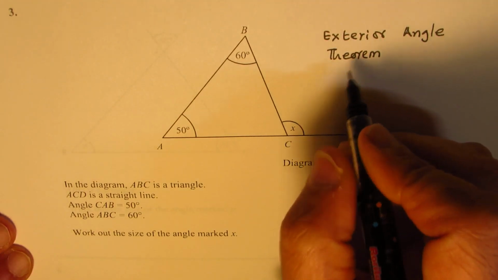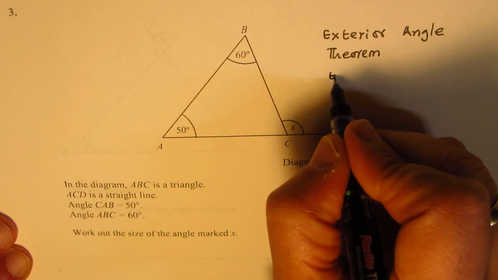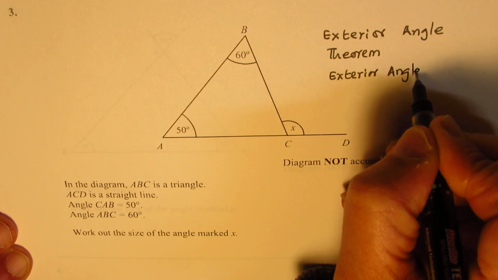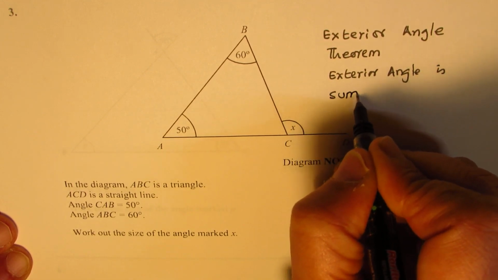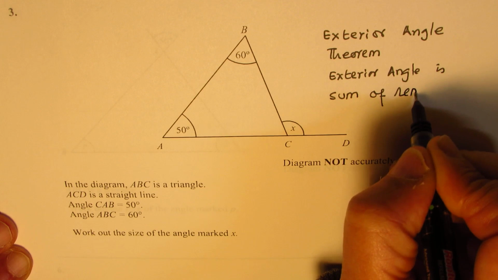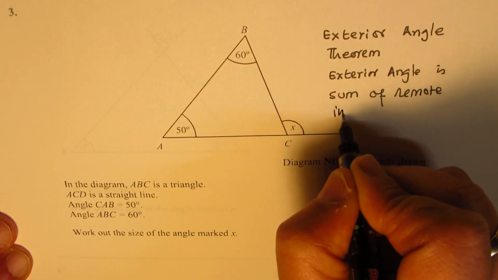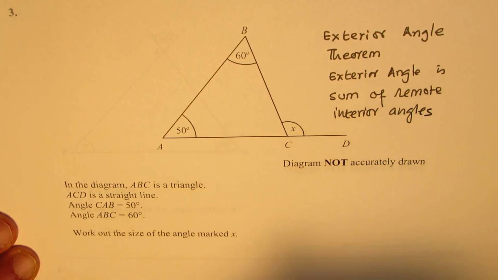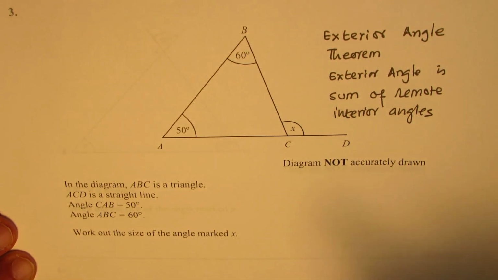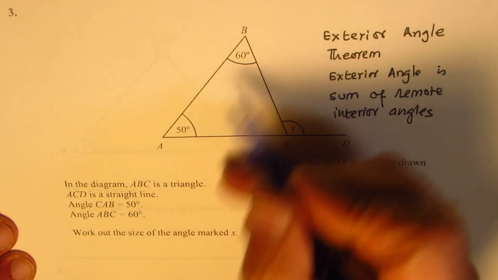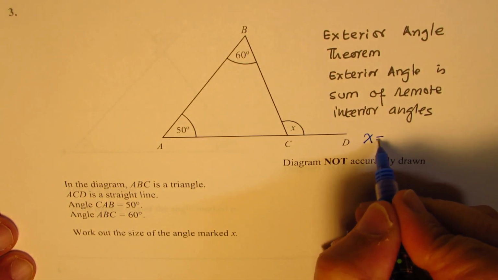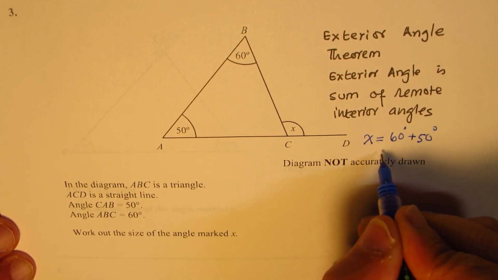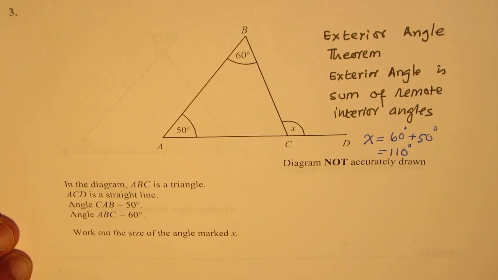Which basically is that the exterior angle is the sum of the remote interior angles. Correct? And that gives you the answer. We can find what x is. It is the sum of these two. So we get x as equal to 60 degrees plus 50 degrees, which is 110 degrees. Correct? That becomes our answer.